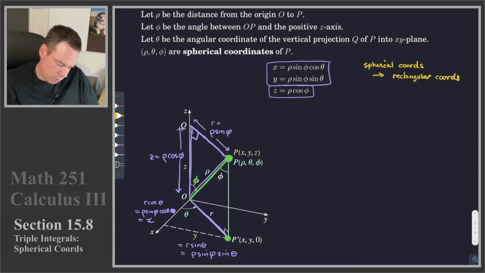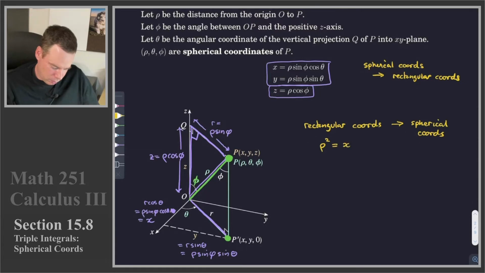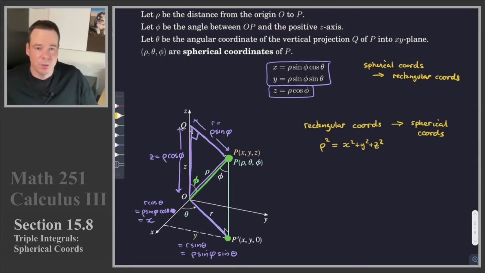What about if we wanted to go the other direction? How would we go from rectangular coordinates, if we had the x, y, and z values, to the spherical coordinates, the rho, the theta, and the phi values? Well, the square of rho is x squared plus y squared plus z squared. So that's one relationship that says if we know the x, y, z value, we can find the rho value.